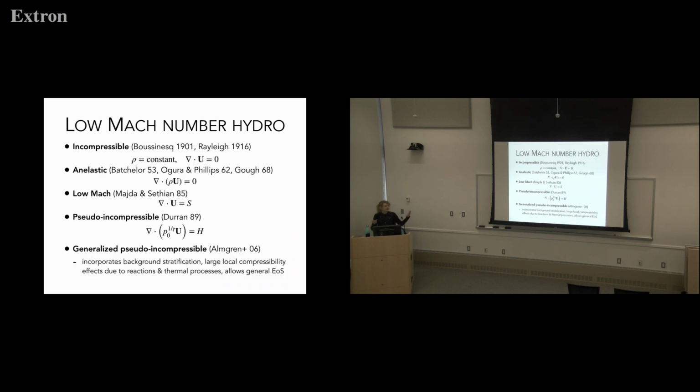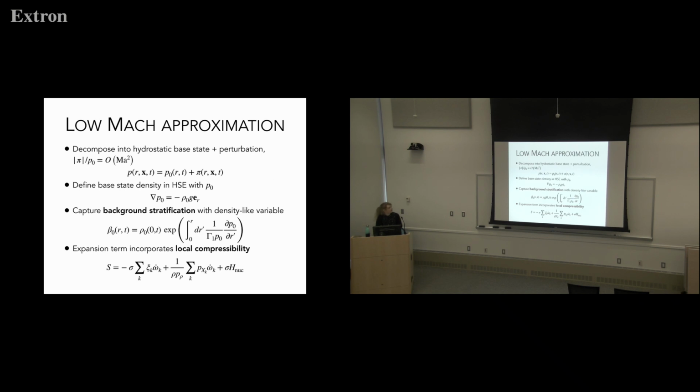And then the thing that we use in our code is being given various names, but the name that I'm going to use on this slide is the generalized pseudo-incompressible approximation. This takes the original pseudo-incompressible, which was developed for an ideal gas, and extends it to allow a general equation of state. So for our low-Mach number approximation, we can have background stratification, large-scale compressibility due to reactions, heating, stuff like that, and we can have a general equation of state. So, how do we do that?